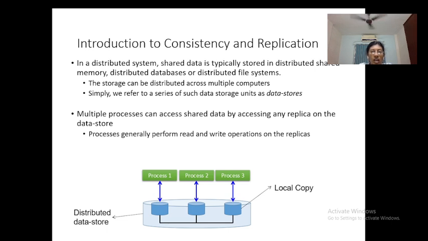Introduction to consistency and replication. In a distributed system, shared data is typically stored in distributed shared memory, distributed databases, or distributed file systems. The storage can be distributed across multiple computers. Simply, we refer to a series of such data storage units as data stores. Multiple processes can access shared data by accessing any replica on the data store. Processes generally perform read and write operations on the replicas. A distributed data store is shown and there are 3 processes.